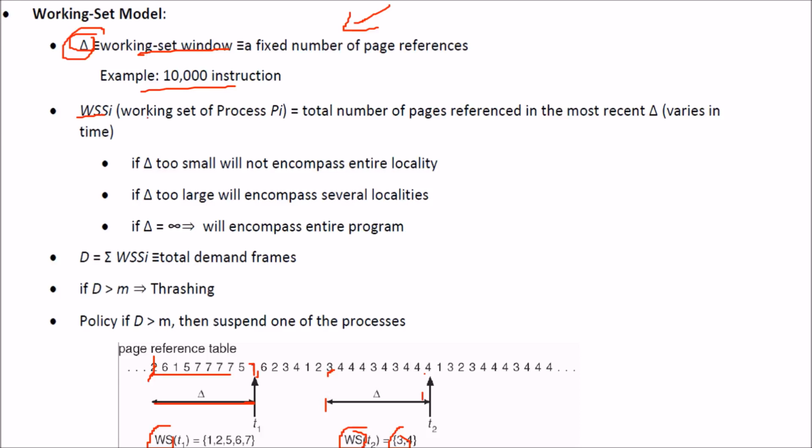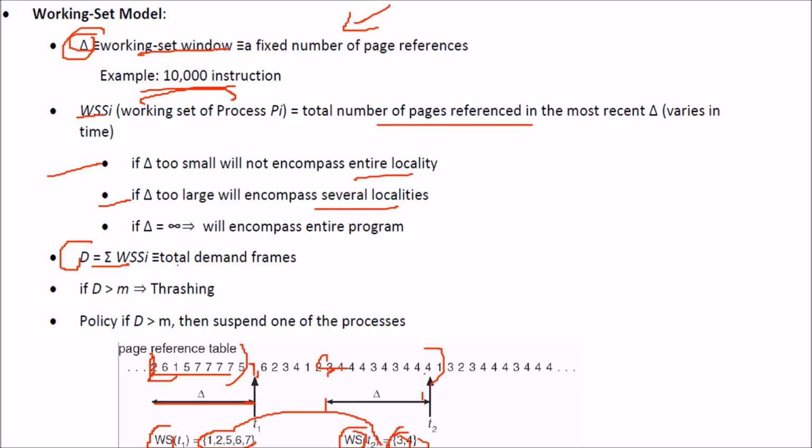So WS, the working set of process Pi, is the total number of pages which have been referenced from here to here. These are the working set. If delta, as we said, is too small, there is no locality; if large, we have some overlapping. So what we do here is take D, which is the sum of all these working sets, and this is the total demand for frames. If this demand is greater than M, which is what is available, a process requires more frames and is not getting them, so there will be thrashing.